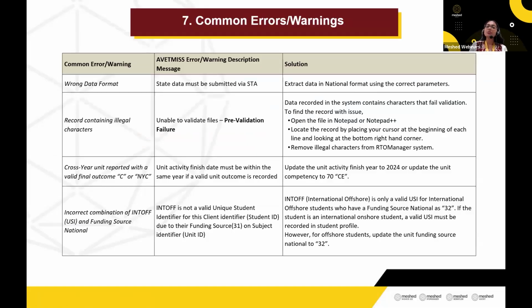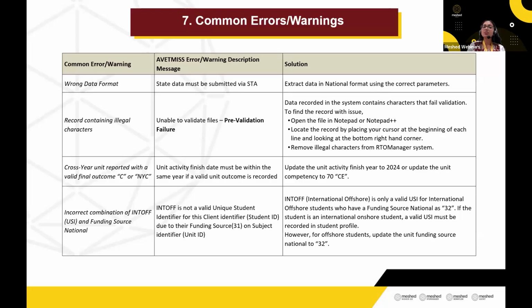Now let's look at some of the most common errors and warnings. Because once you export the details, you may see one or more of these warnings or errors in your NAT files. The very first error that you can see here is the incorrect or wrong data format. This is the preliminary error or validation that NCVR runs. After this error is cleared, you will start to see other errors in your file. So this is just a data formatting error or the file format error.